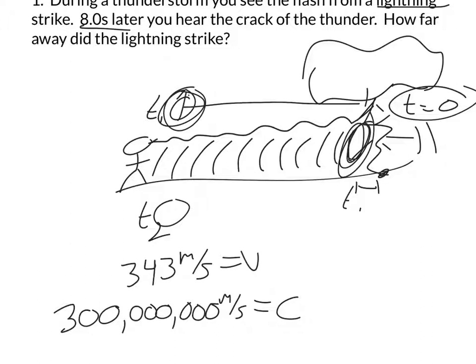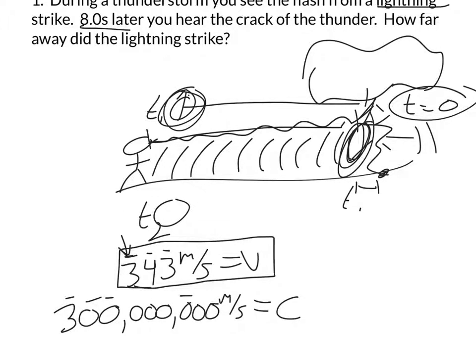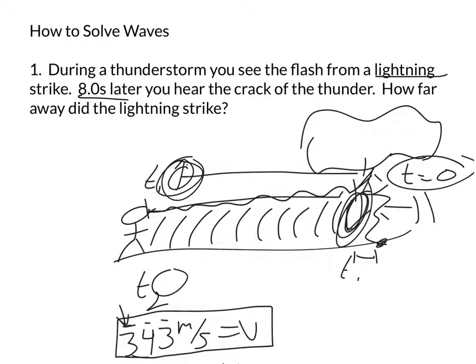If you were to compare those, the speed of sound has 3 sig figs, but its highest digit is in the hundreds place, while the speed of light's highest digit is way up here. So, in essence, we're going to ignore the time that it takes the light to travel to you. That's such a small fraction of time compared to the time that the sound takes to travel to you, especially because the number they gave us for the time, the 8 seconds later, which is the time from time 1 to time 2, has only 2 sig figs in it.